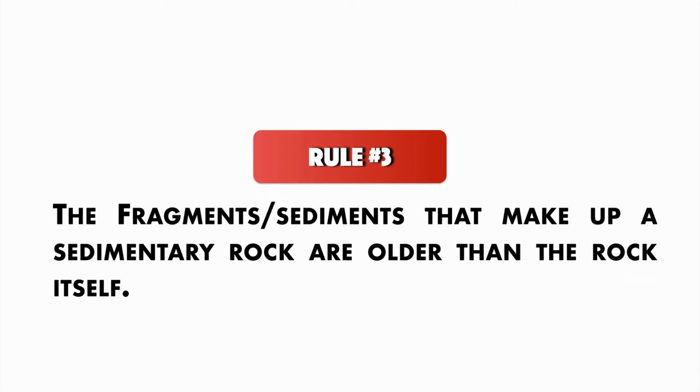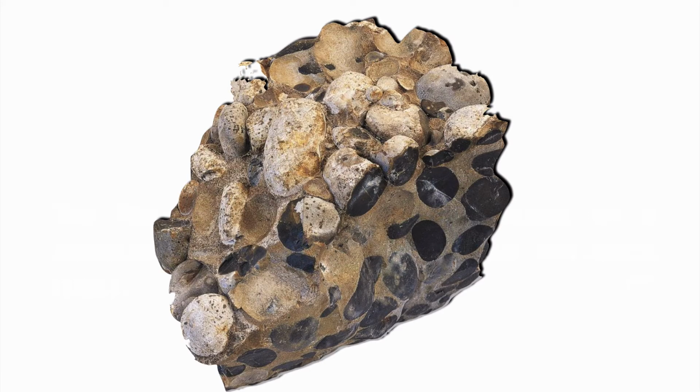All right, rule number 3. If we find a sedimentary rock in a rock layer, we can assume that the fragments or the sediments that make up that sedimentary rock have to be older than the rock itself. And this is kind of common sense. This is a conglomerate rock, so whatever rocks make up that conglomerate, those rocks have to be older than the conglomerate itself because it's made up of fragments or sediments.